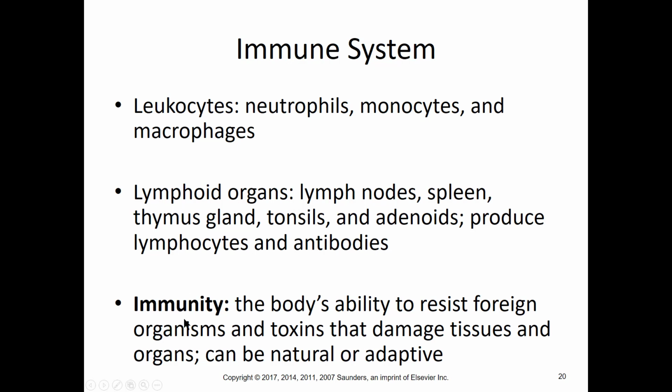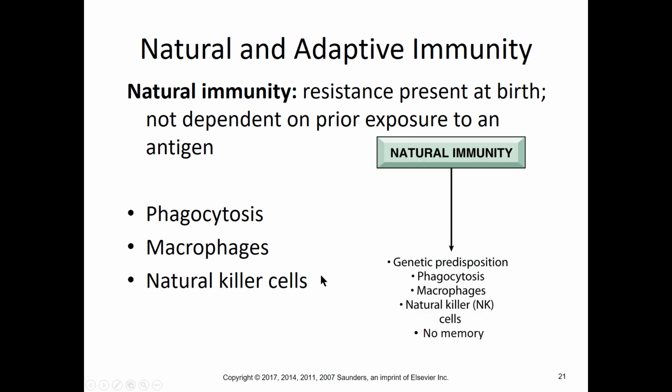Immunity, definition: the body's ability to resist foreign organisms and toxins that damage tissues and organs. It can be natural or adaptive. So remember that, natural or adaptive, and we'll see what that means in a minute. Natural and adaptive immunity. Natural immunity, remember, like Mother Nature, natural. Resistance present at birth, not dependent on prior exposure to an antigen.